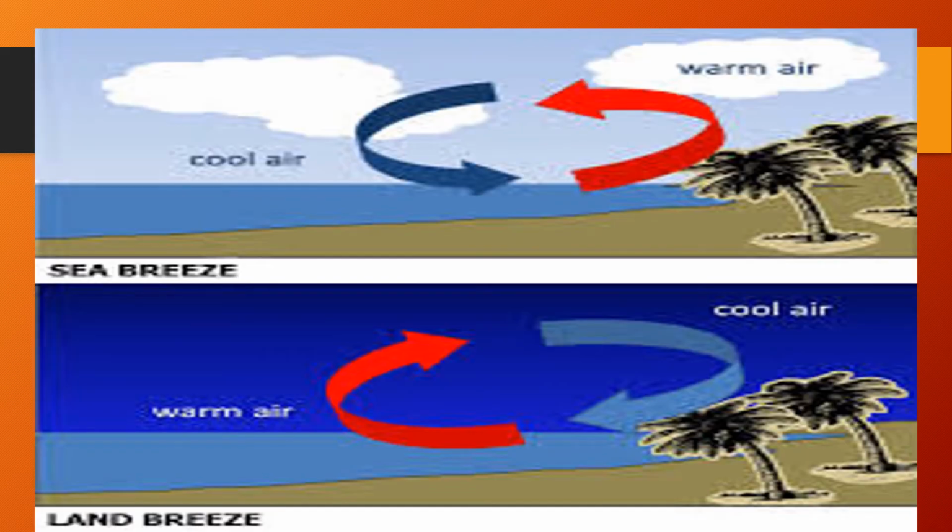You can see here the upper one is the sea breeze and the lower is the land breeze. During the daytime, due to the sun's heat, land is getting heated faster than the water. The water gets heated slower and the land gets heated faster. So the air above the land becomes warmer than the air above the water bodies like sea and ocean.